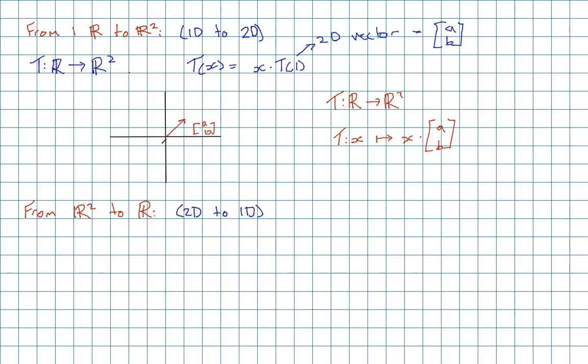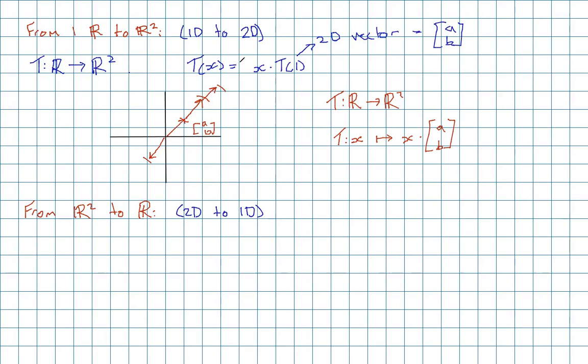So for example, 1 would get mapped to (a, b), 2 would get mapped to 2 lots of (a, b), 3 would get mapped to 3 lots of (a, b), negative 1 would get mapped to negative (a, b), and so on. So we kind of have this embedding of the real line where here is 1, 2, 3, negative 1, and you can see that's what our linear function from one dimension to two dimensions looks like. Okay, what about two dimensions down to one dimension? Same idea, but this time we're starting out in two dimensions.